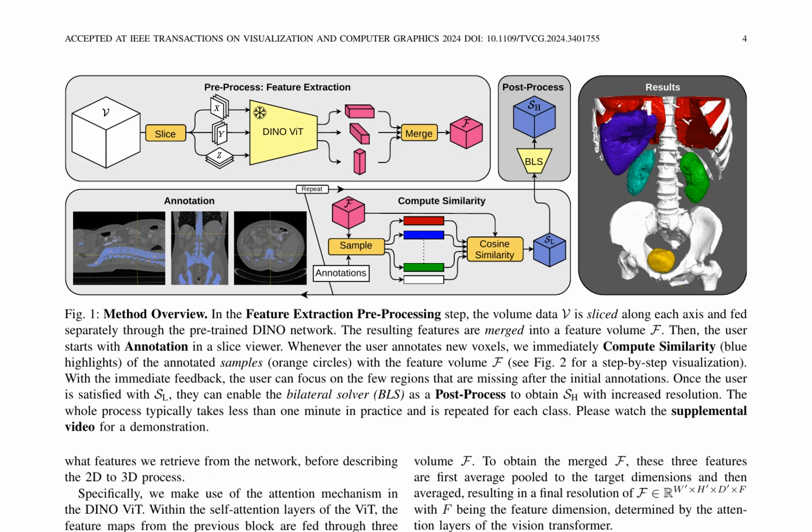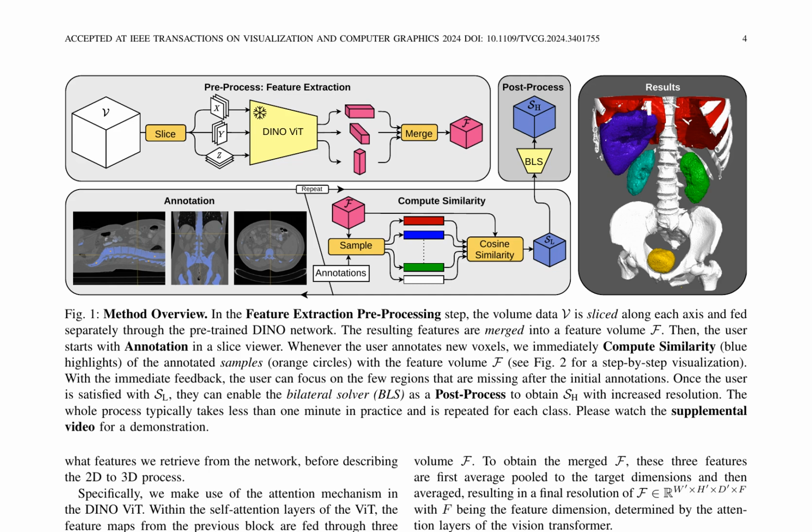The feature extraction pre-processing step involves slicing the volume data along each axis and feeding it through a pre-trained DINO network, yielding a feature volume F. User annotations in a slice viewer are then used to compute similarity with the feature volume F, providing immediate feedback that enables the user to focus on regions missing after initial annotations.